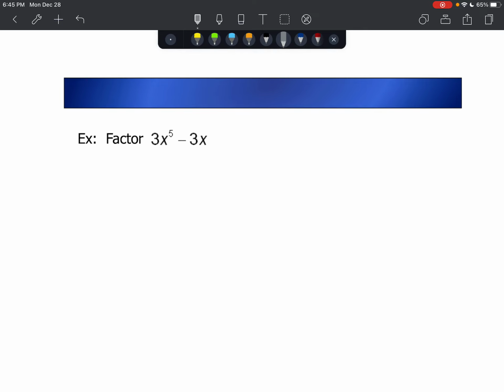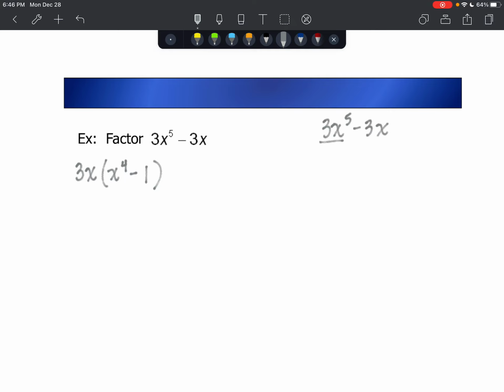Let's keep practicing. Here we have 3x to the 5th minus 3x. Our greatest common factor is 3x. That's going to leave x to the 4th minus 1. 3x times x to the 4th minus 1.